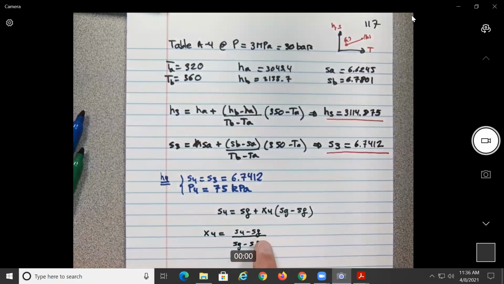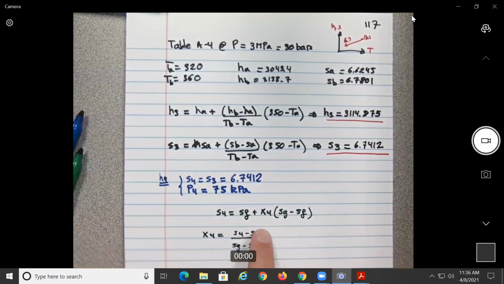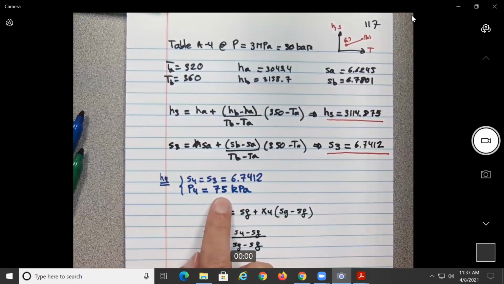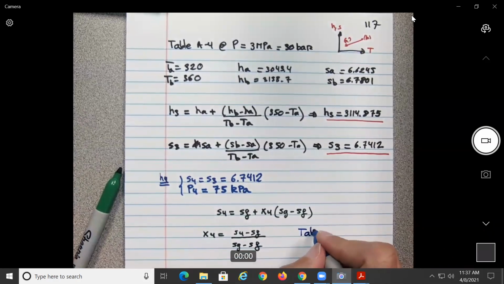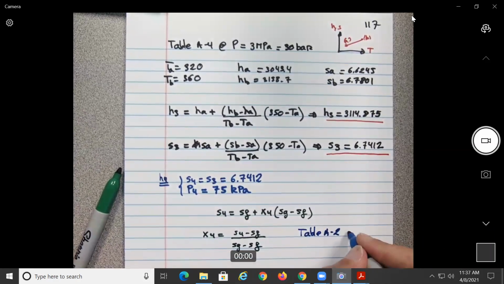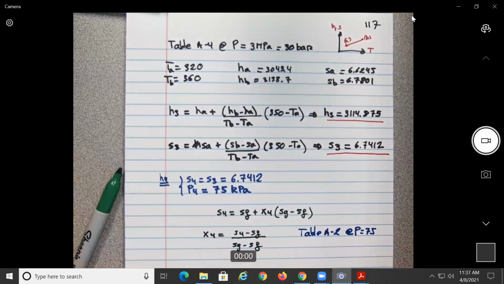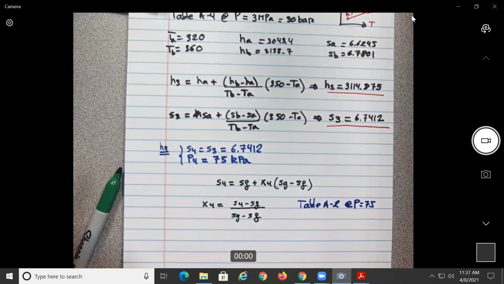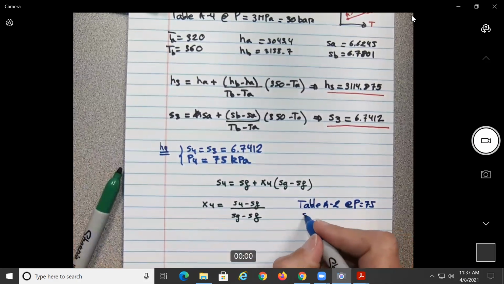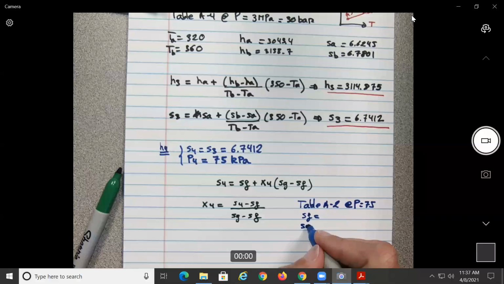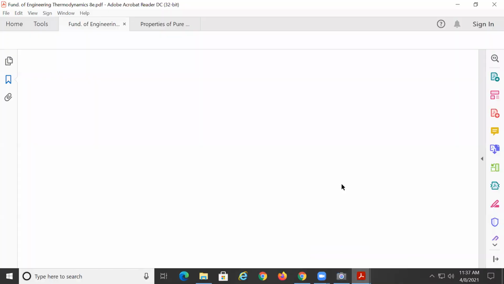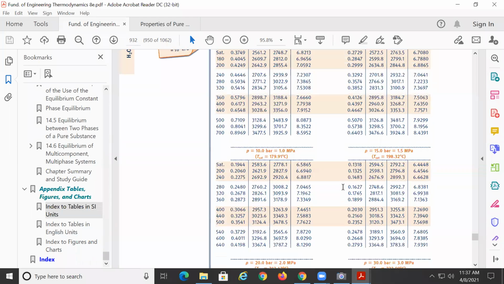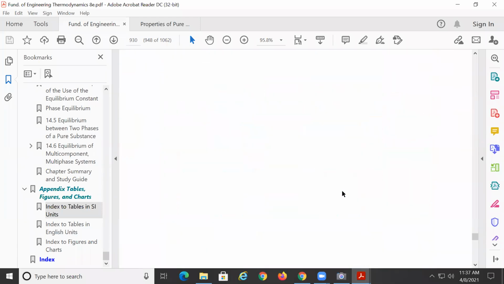From where do we get S sub F and S sub G? We need to get it probably from table A2, no? Which is one of the pressures. So from table A2, at P equals 75 kilopascals, from here we should get S of fluid and S of gas. So let's go. I'm thinking it's table A2, okay? But we can check. So page up.